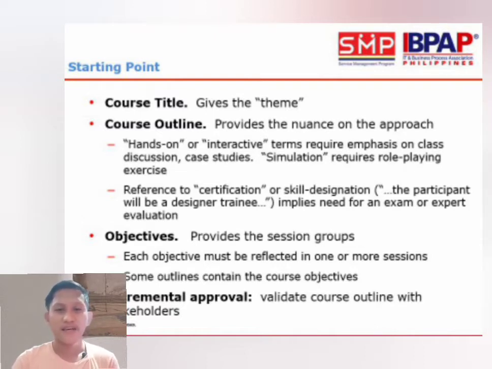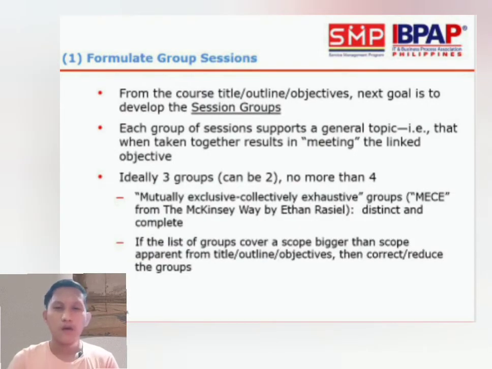Alright, it is necessary as a student to have knowledge on how to make a course outline. Formulate group sessions. From the course title, outline, and objectives, the next goal is to develop the session groups. Ito na, yung sinasabi ko. Each group of sessions supports a general topic, for example, that when taken together results in meeting the linked objectives.